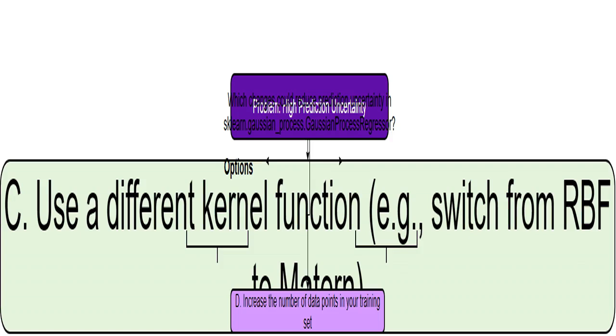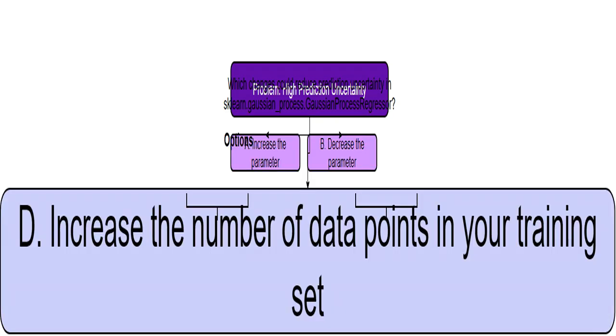The kernel function defines how data points are related. Different kernels make different assumptions about the data. If I choose a kernel that is more suited to my data, the model can fit better, resulting in less uncertainty. I might change from a radial basis function, RBF, kernel to a Matern kernel, for example, depending on my data's smoothness properties. With more data, my model should be able to learn the underlying pattern more accurately. More data equals better estimates, and less uncertainty.